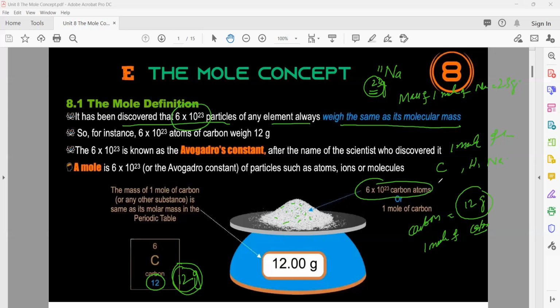1 mole of carbon has how many atoms? 6 multiplied by 10 raised to power 23. 1 mole of sodium has how many atoms? Same, 6 multiplied by 10 raised to power 23.